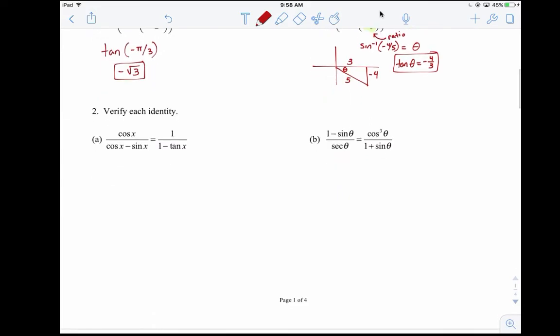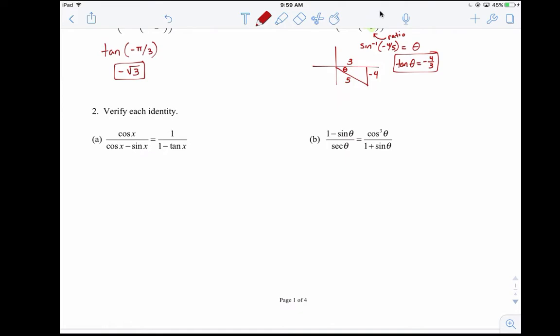Okay. So you're definitely going to have a couple proofs on the test, using really any of the identities that we talked about. And like I said, I'm going to give you the sum and difference formulas as well as the double angle ones, but the other ones you guys are responsible for knowing.